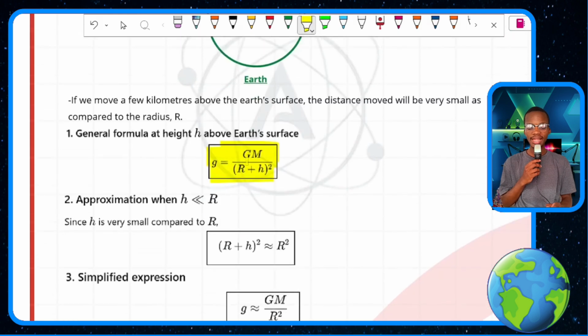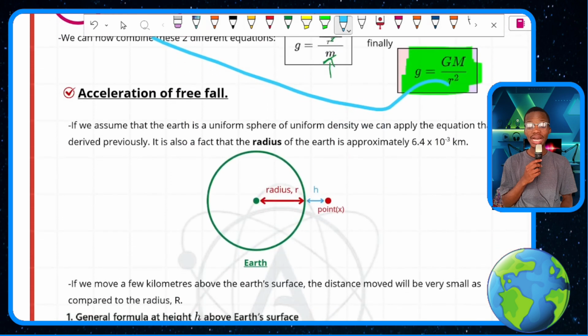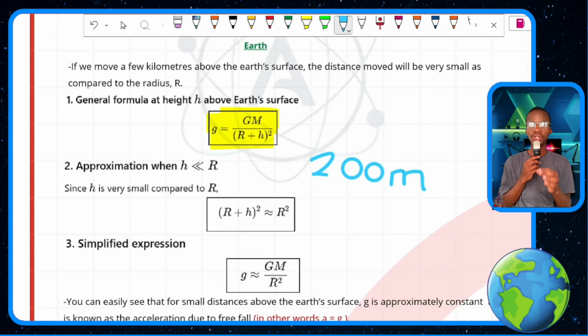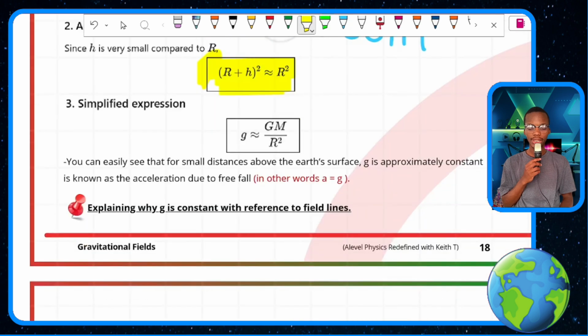Now, you can see that h is much smaller than r. The h that we're talking about, maybe you've moved 200 meters, right? If the Earth's radius is about 6,400 kilometers, moving 200 meters won't really change the value of r that much. So since h is very small compared to r, we can say r plus h will be approximately equal to r. So it doesn't change that much. A simplified version will still go back to g equals GM over r squared.